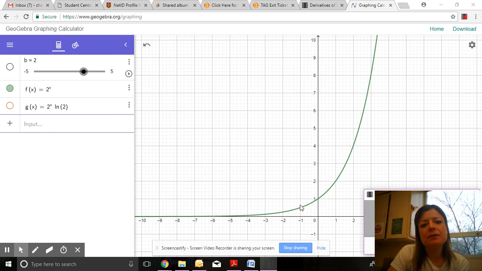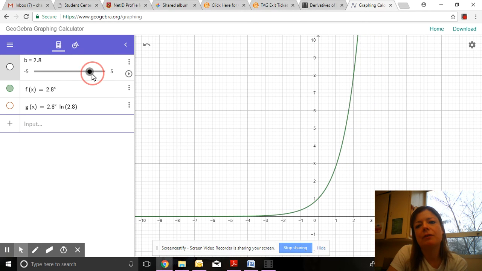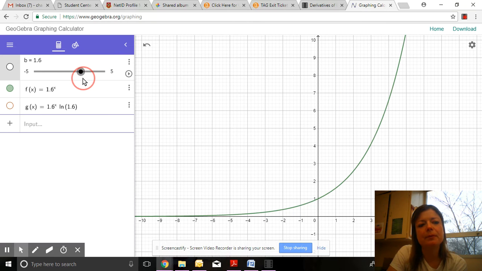So exponential functions, as we know, grow exponentially. So this is just the function f at x equals 2 to the x. So in this case, b would be equal to 2. The base is equal to 2. So as b gets larger and larger, our function gets steeper and steeper. The growth happens more quickly.